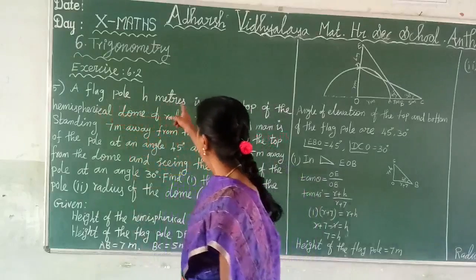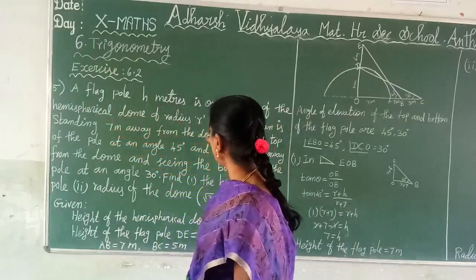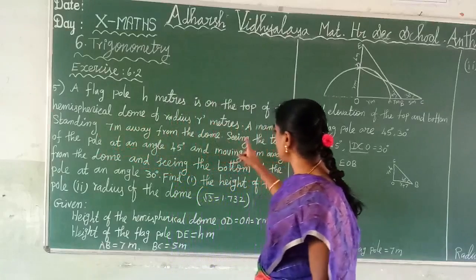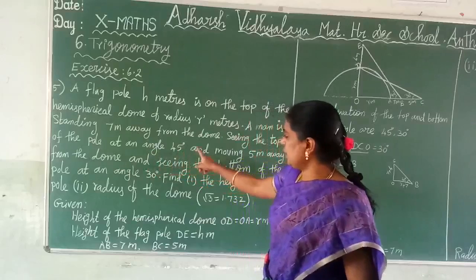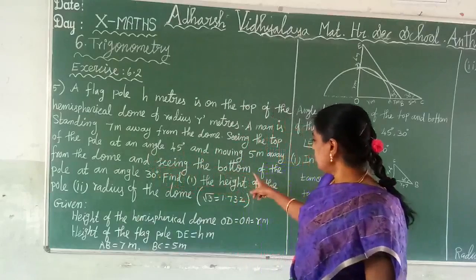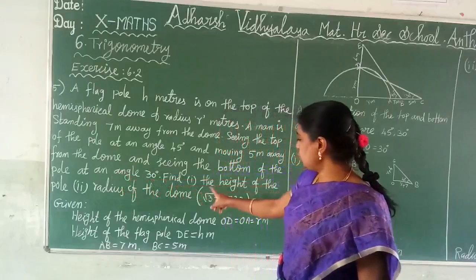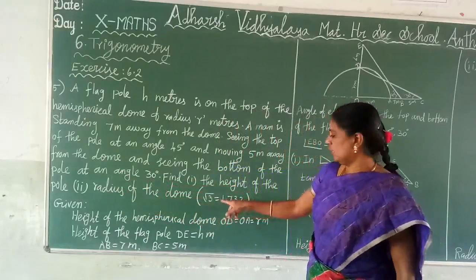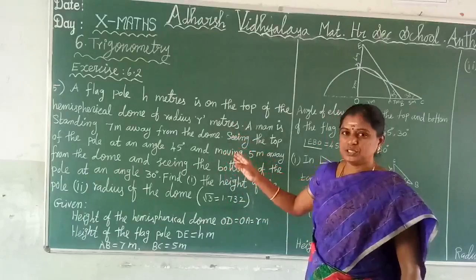A flagpole h meters is on the top of the hemispherical dome of radius r meters. A man is standing 7 meters away from the dome, seeing the top of the pole at an angle 45 degree, and moving 5 meters away from the dome and seeing the bottom of the pole at an angle 30 degree. Find first the height of the pole, second the radius of the dome. Here root 3 value is given 1.732. So can you understand this question?